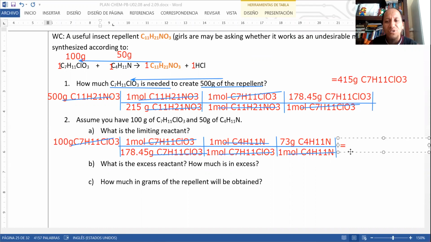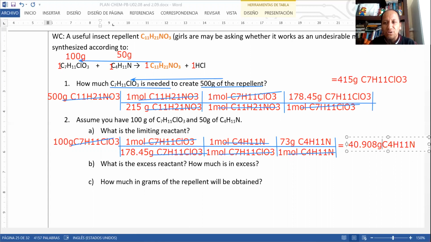You insert those values into the calculator and you're going to see the following. It says 100 times 73 divided by 178.45, which is going to give you 40. Always try to use 3 decimals in chemistry. It says 40.908 grams of C4H11N. Got it?